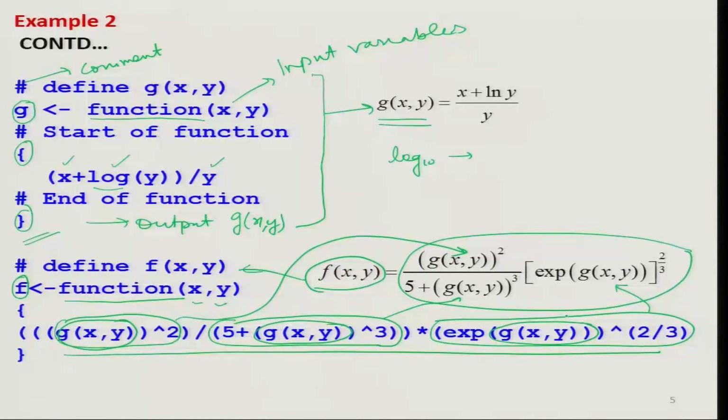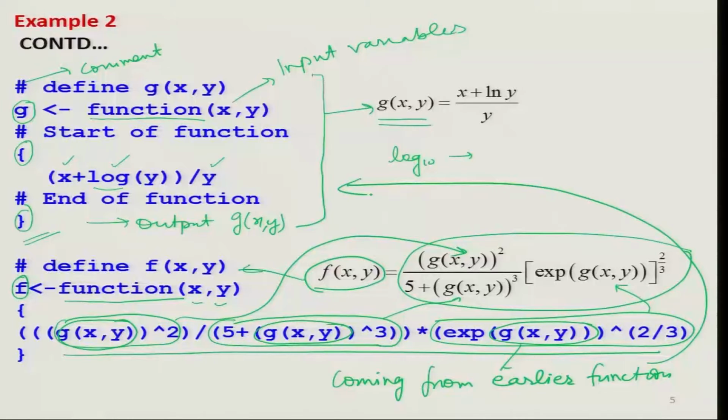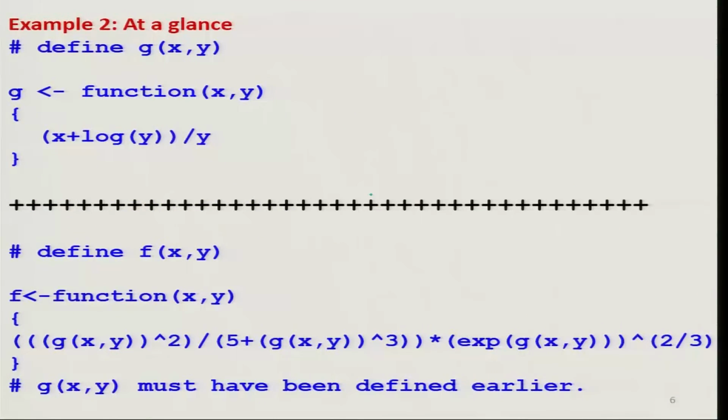right, and this gxy is coming from the earlier function, right, which is where you see. So now I am just trying to write all this function at a simple glance so that I can explain you its functioning. So first I have defined the function gxy. I am trying to give two inputs x and y, and it is trying to compute the function gxy, and after that it is going to give me an output of gxy.